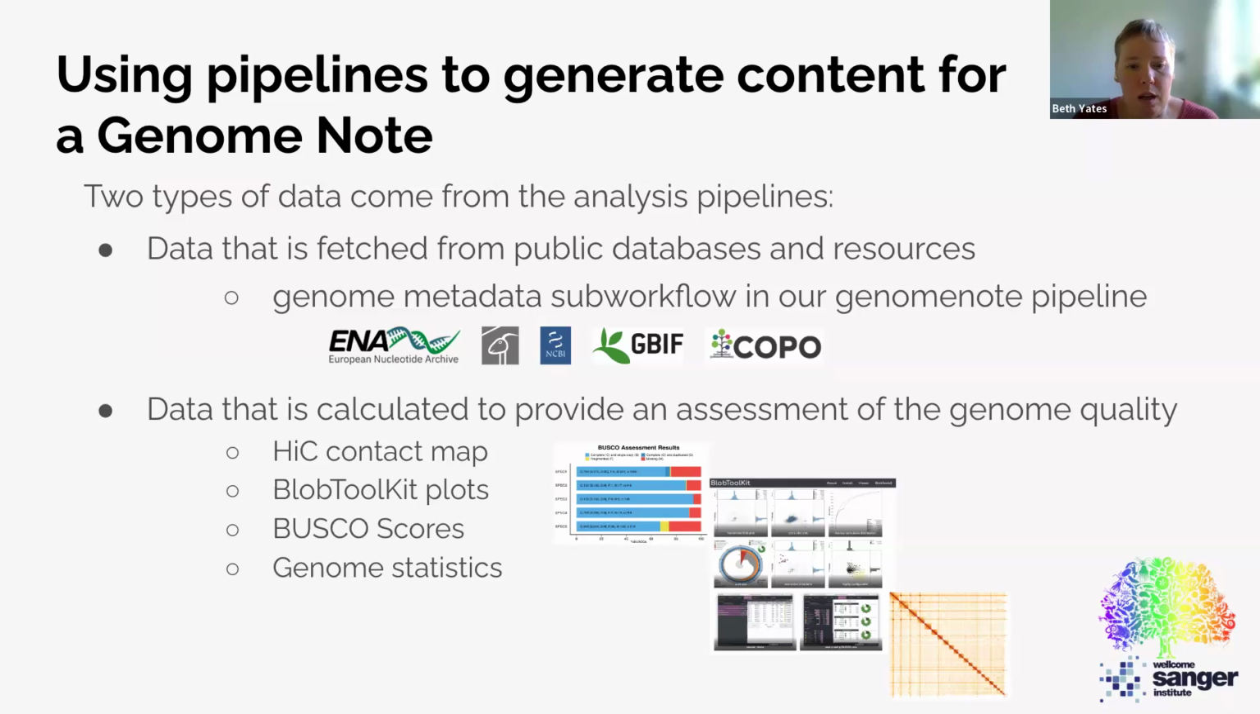And then the other type of data is information that we can calculate. So this is things that give us a way of assessing the genome quality. This is things like the Hi-C contact maps, the blob toolkit plots, the BUSCO scores, and the genome statistics. And here I'm talking about things like QV scores and k-mer completeness.